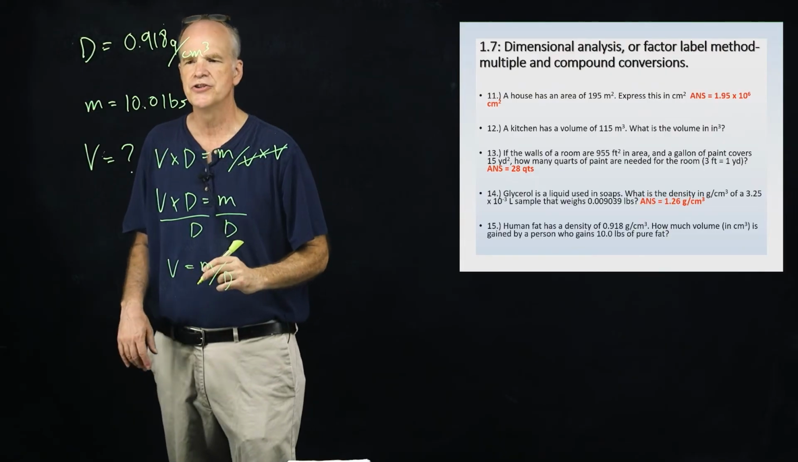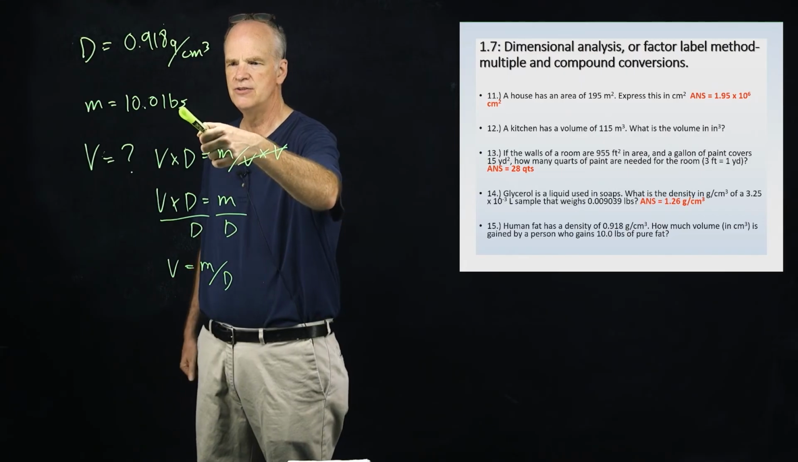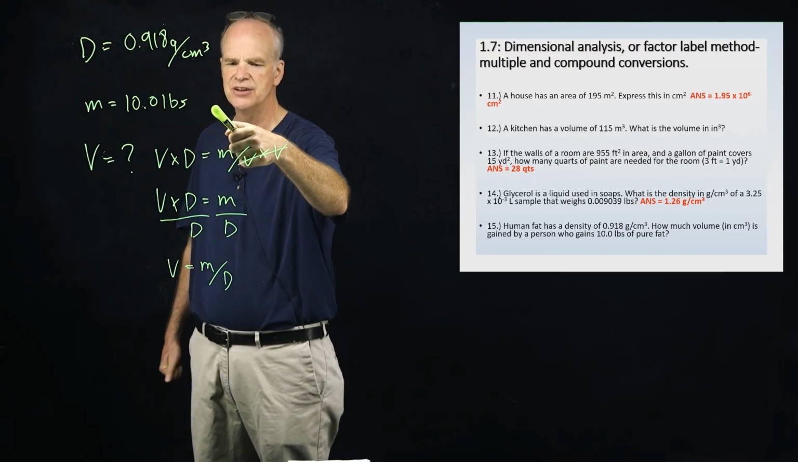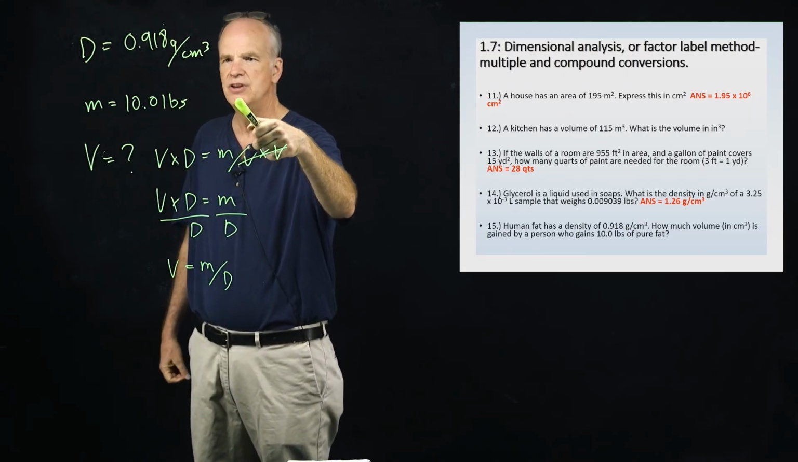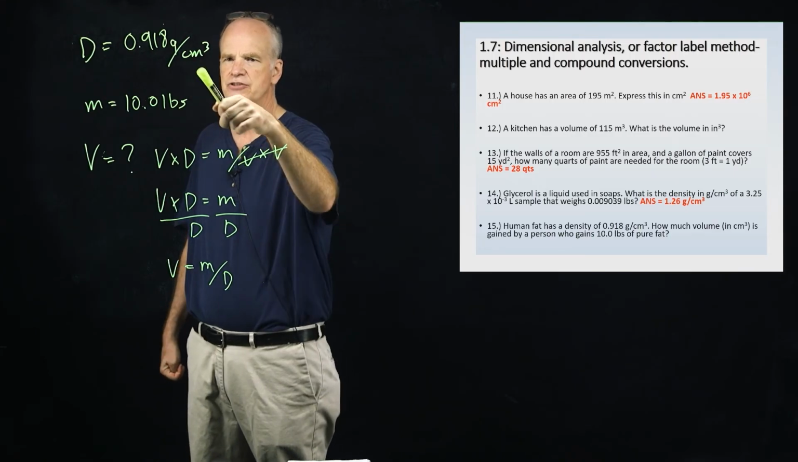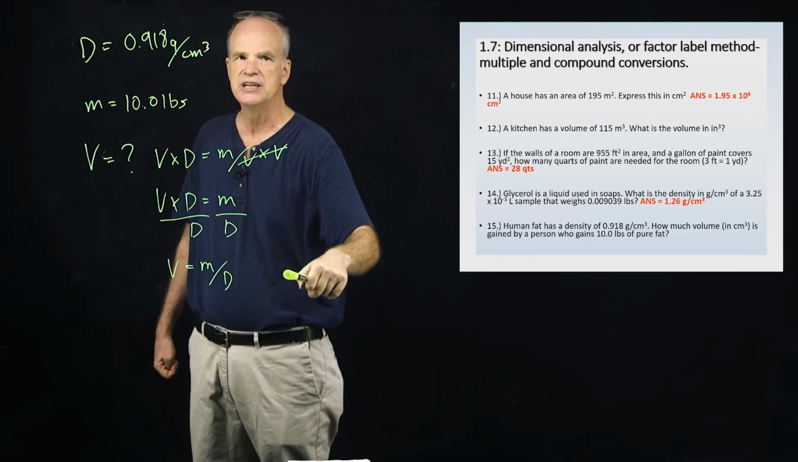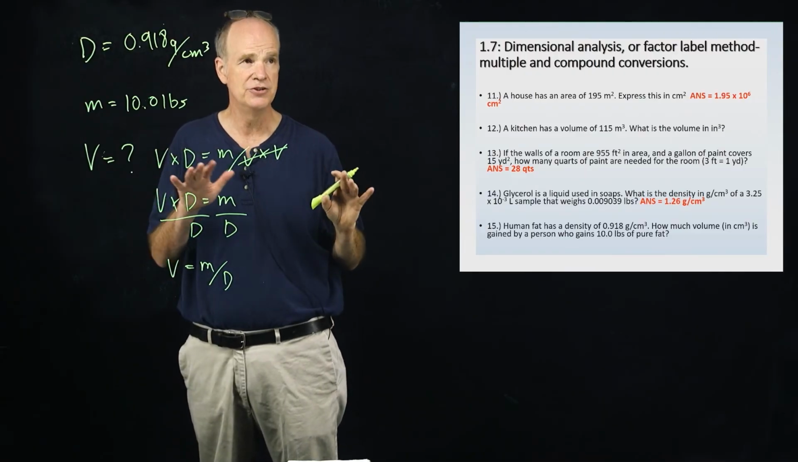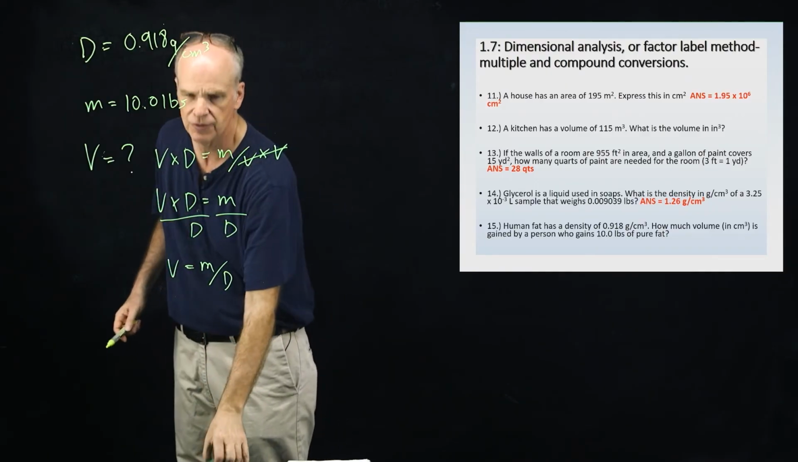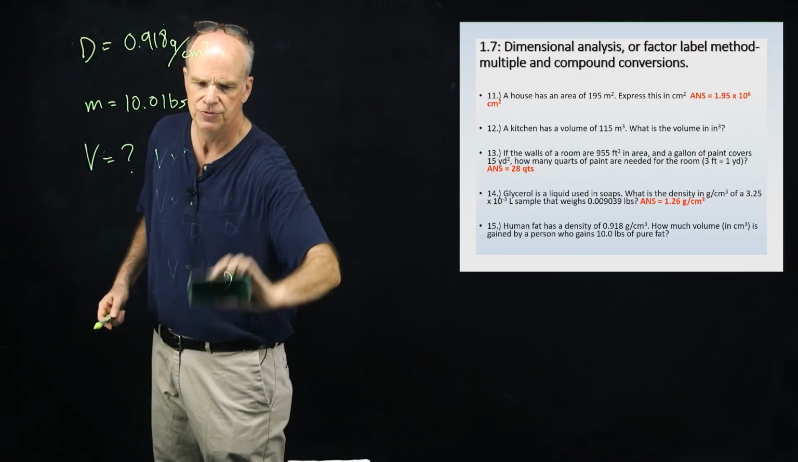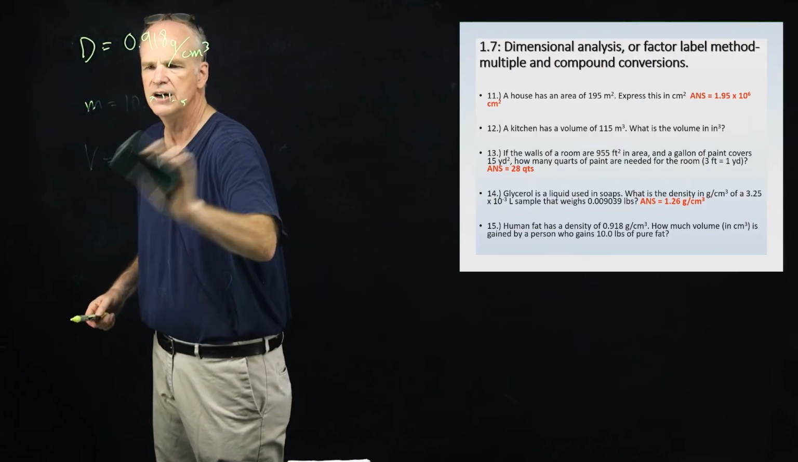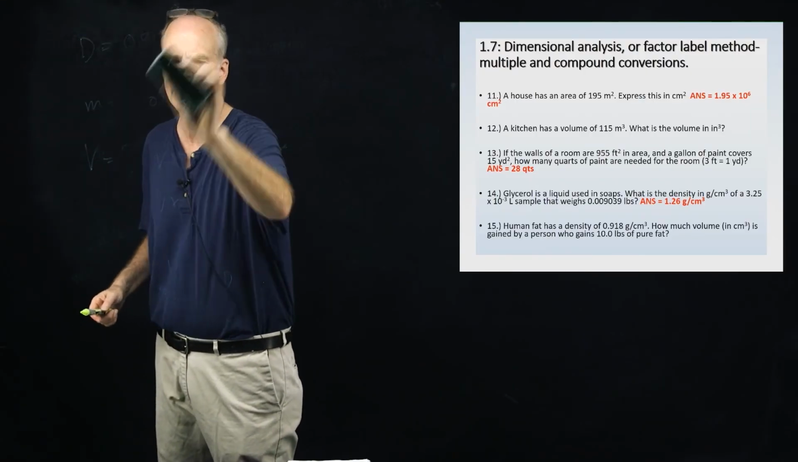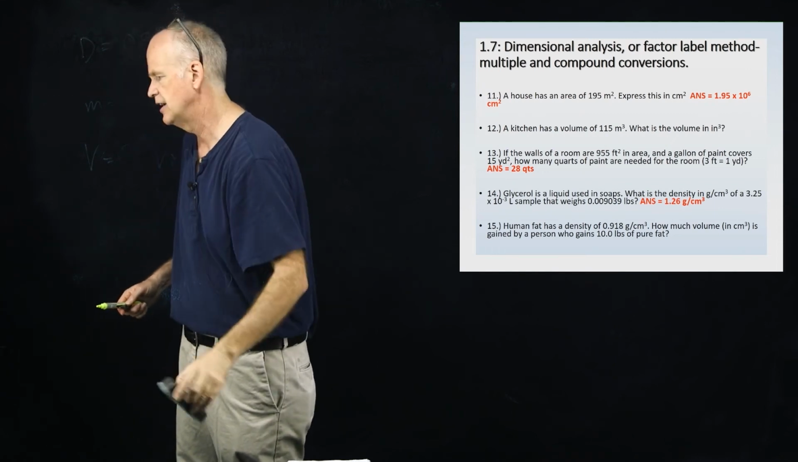So what you could do to solve the problem is take the 10 pounds of mass and convert it to grams, and then divide it by the density, which is in grams per cm cubed, and you'll get an answer in centimeters cubed. That is a perfectly legitimate way to do it. I'm going to do it a slightly different way. I can solve this problem using dimensional analysis. Let me show you how that might be done.